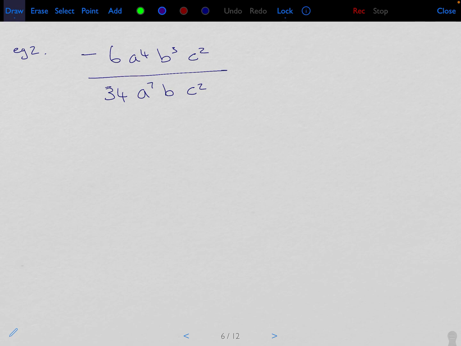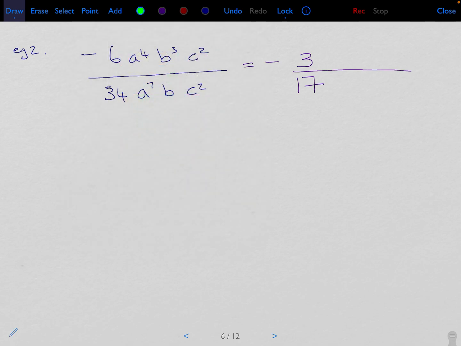Next example, same idea. We'll start with a sign. We've got a negative divided by positive, so that's a negative. Deal with a number. I can divide 2 into 6, and I can divide 2 into 34, so obviously you're going to do that. Then I would just picture this.